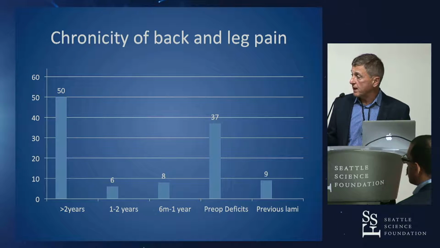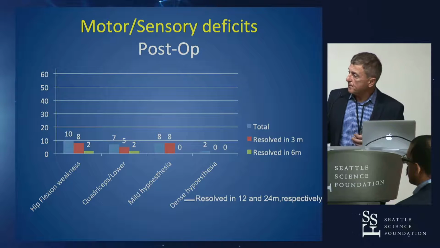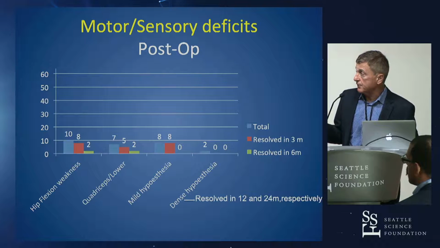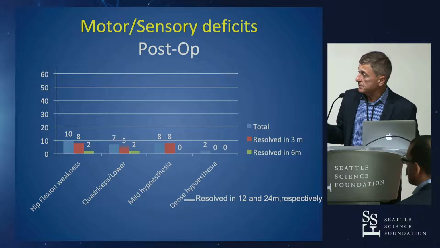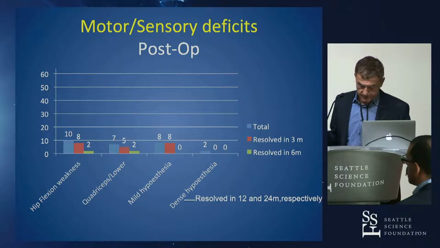Most of patients had pain for more than 2 years. 9 patients had previous laminectomies. 37 out of 64 had pre-op deficits. Sorry. And that's the post-op. So post-op complications, hip flexion weakness in 10 out of the 64 cases, quadriceps 7 out of the 64, most recovered in 3 months, and then another 2 recovered in 6 months. Mild hypoesthesia recovered, dense hypoesthesia resolved in 12 and 24 months. I mean, that's a long time. It's inconvenient. Patients hate it, but these are the facts.